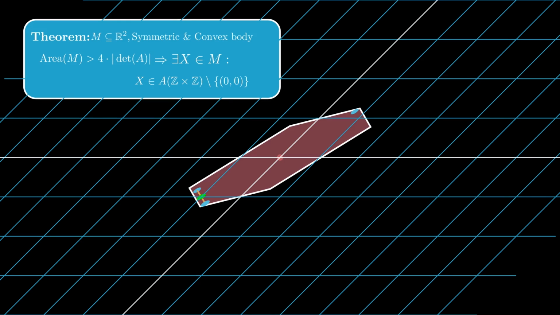Minkowski's theorem is adjusted accordingly as follows. Now we require the area of the symmetric convex body to be greater than 2 squared times the absolute value of the determinant of A. Notice that this makes sense since the absolute value of the determinant of A is the factor by which areas are scaled when the linear transformation is applied.